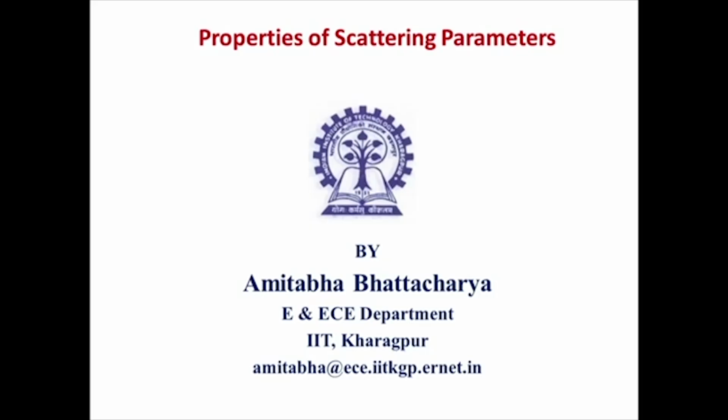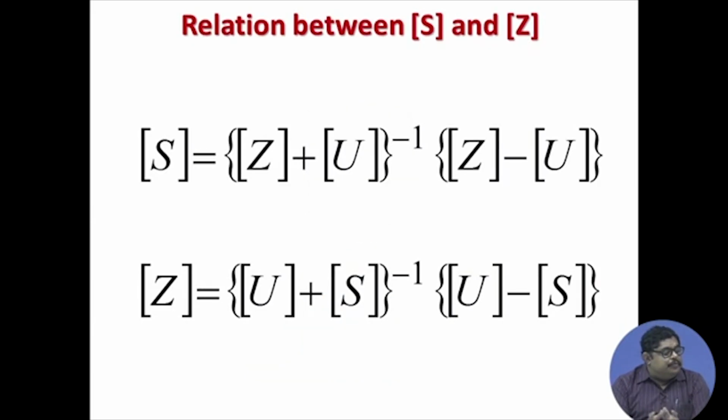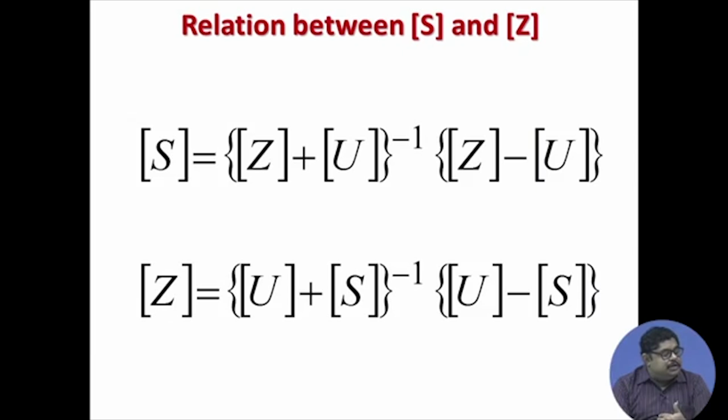In this lecture, we will see properties of scattering parameters. The second tool that we have introduced, or now this is the first, obviously the Z matrix, impedance matrix, is a popular tool. So, this S parameter is related to Z like this. If you know the Z matrix, you can find the S parameter.